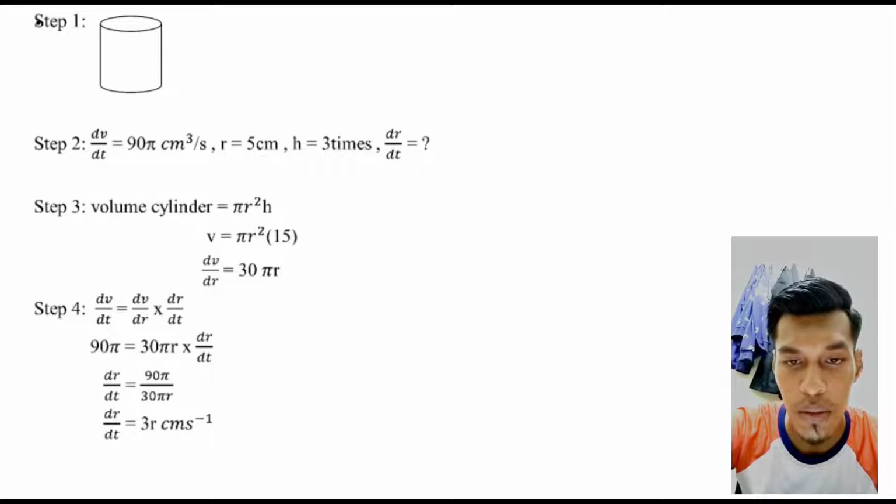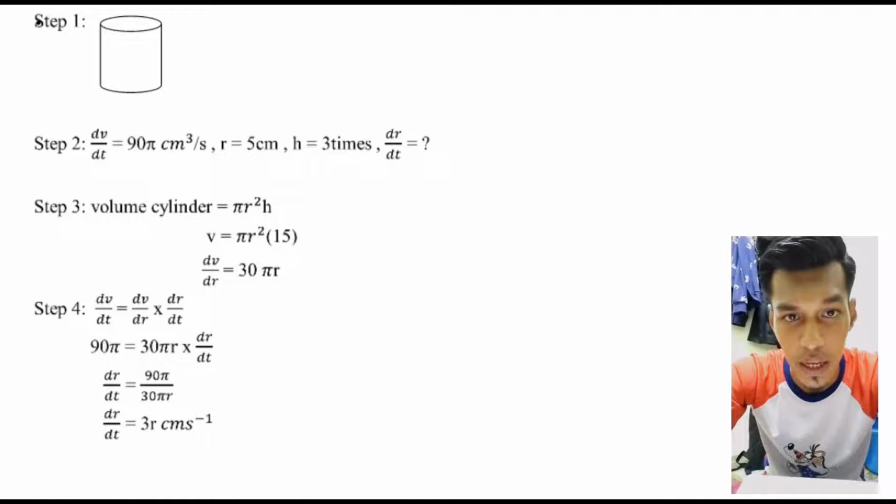So we know that the volume of a cylinder is formulated as π r squared h. So we get V equals π r squared multiplied by 15. So we get dV per dr equals 30π r. Next, the formula for finding dV per dt is dV per dr multiplied by dr per dt. So now we have 90π equals 30π r multiplied by dr per dt. So dr per dt equals 90π over 30π r, and dr per dt is 3 centimeter per unit.